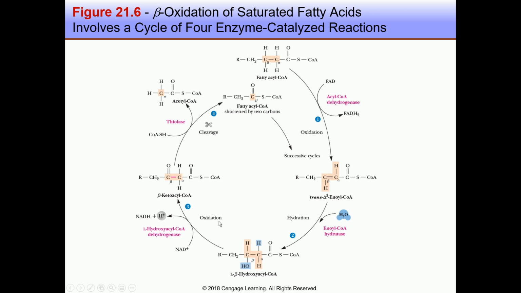That results in the formation of this compound. And then the third step, again there's the oxidation. It takes place with the help of this enzyme L-hydroxy acyl coenzyme A dehydrogenase. So it involves the removal of hydrogen atoms, and so this is the oxidation step. In this step NAD plus gets converted into NADH. In the earlier step FAD is converted into FADH2. Here NAD is converted into NADH. So here again hydrogens are going to be removed.